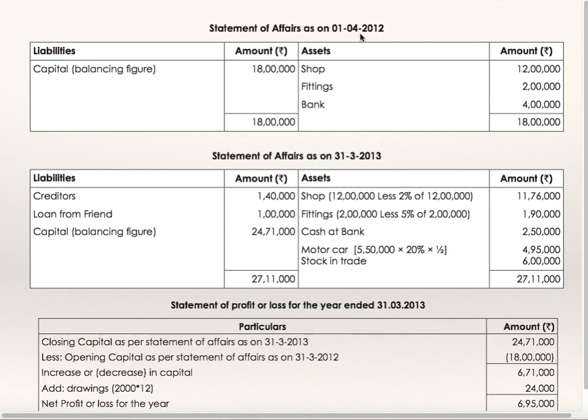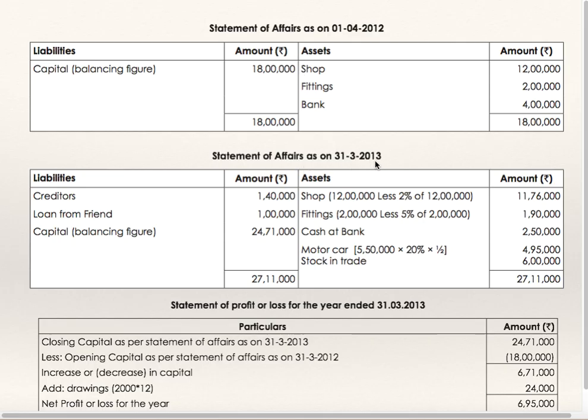Statement of affairs as on 1/4/12. Opening statement of affairs. Shop 12 lakhs. Fittings 2 lakhs. Bank 4 lakhs. Total is 18 lakhs. Total assets 18 lakhs. No liability as on the first day. So opening capital is 18 lakhs.